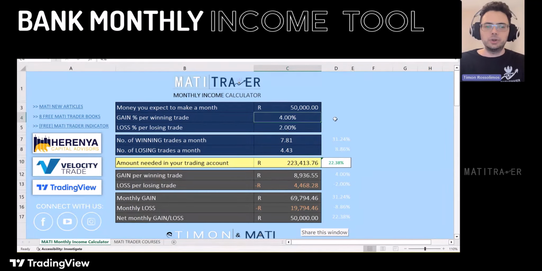If we drop it down to multi-trader standards, you now need 893,655 Rand to make 50,000 Rand a month with 0.50% loss per trade and a 1% gain per trade. Still very decent, still very doable. And if we want to go risk 1% to make 2%, big difference, right? Instead of risking 0.5%, you're only risking 1%. So the amount needed in your trading account now is 446,827.52, not even a car nowadays, okay, to make 50,000 Rand a month.